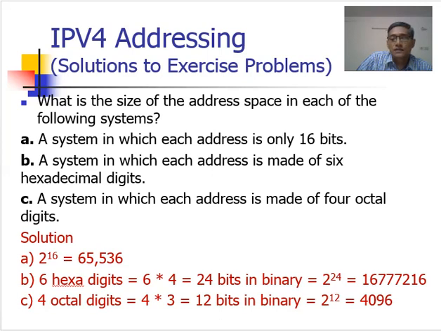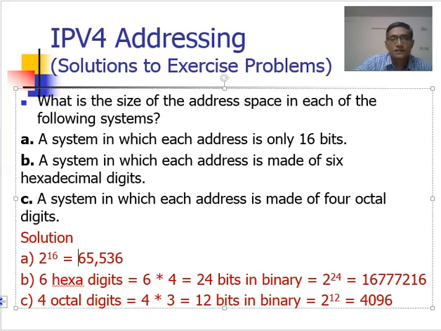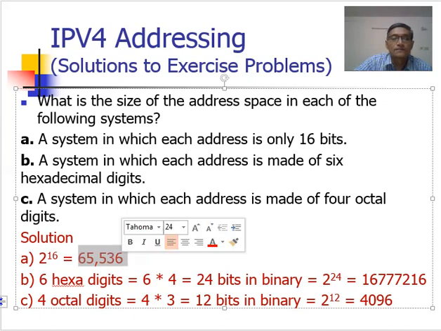So we all know that if there are b bits, the total combination possible is 2 power b. So straight away we can write the answer as 2 power 16, which is equal to 65,536. So this is the answer for the first subdivision.